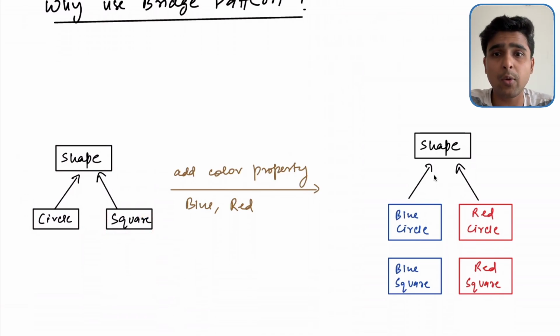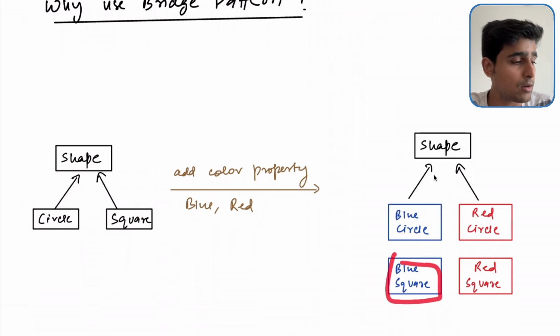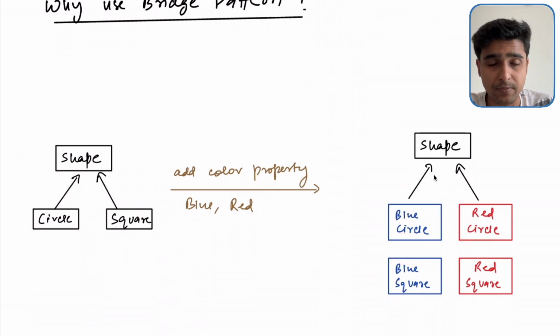Now let's say a requirement came up where you have to add a new property to this shape, which is color. And at this point you have to add blue and red color to the shape. So the simple way is to create separate classes with each property. So you can create a blue circle, blue square, red circle, and red square.